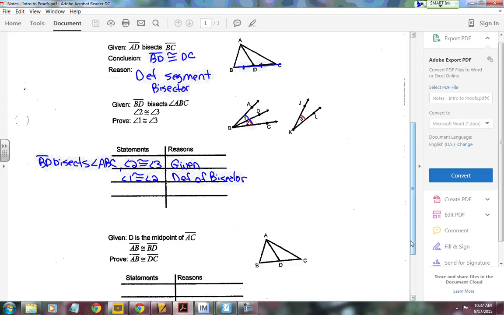Okay. All right. Now, you might be able to see this better. 1 is congruent to 2. 2 is congruent to 3. So, angle 1 is congruent to angle 3, and that is by the transitive property. Remember, there's not a substitution for congruence, only for equality. All right. Any questions on that one? Okay. One more.